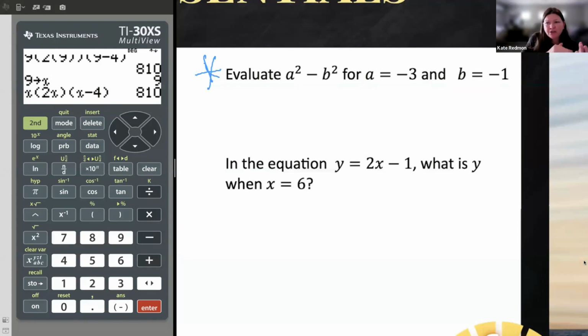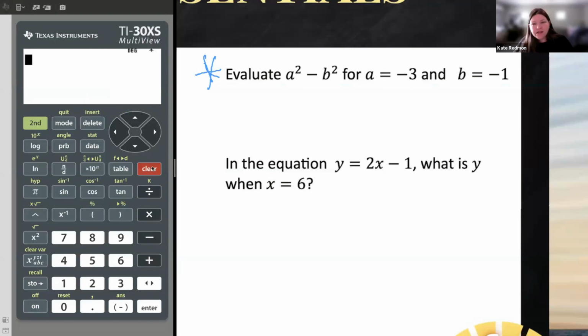Okay, so I'm going to do it in my calculator first this time, and then I'm going to do it by hand for you guys going to college. So let's just do it in our calculator, okay? This time we have two variables to store. We have a value for A and we have a value for B. We can store them both, but we have to do two stores to do it.